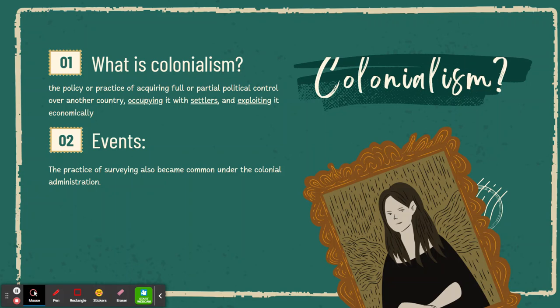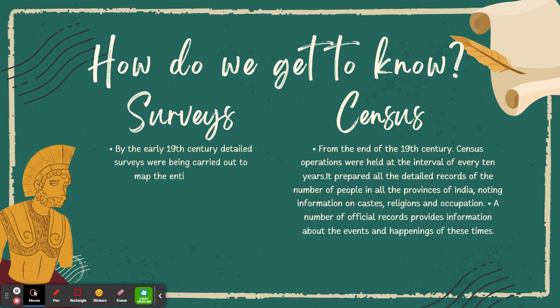Now, what is colonialism? It is a policy or a practice of acquiring full or partial political control over another country. During the colonial period, the practice of surveying also became common. Now, how do we get to know what the history was in the past 250 years, either through surveys or through the census? In the early 19th century, detailed surveys were held all over the country to know about the land, the topography and things.